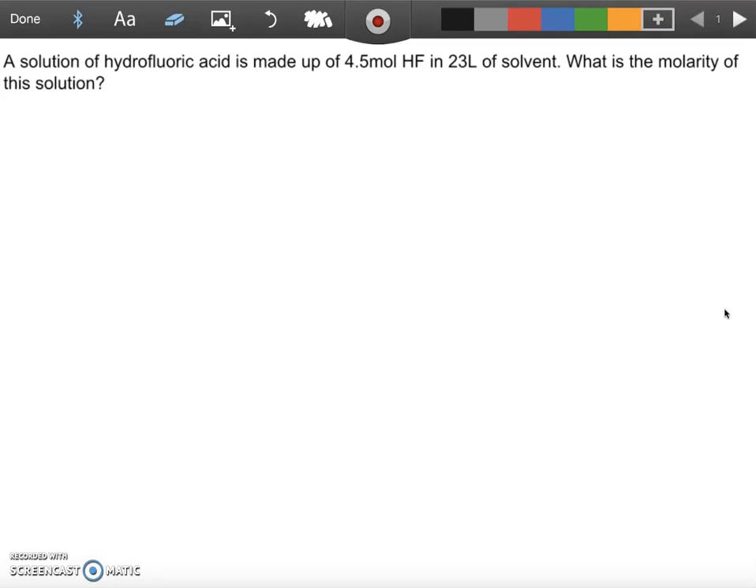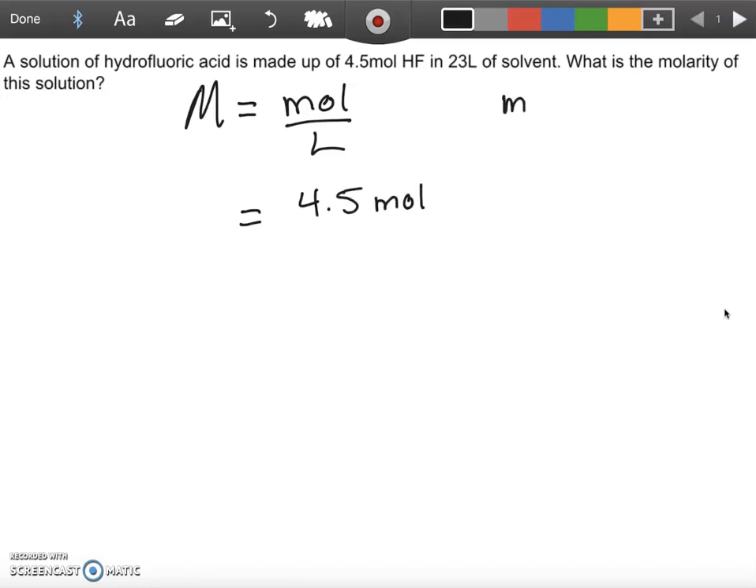All you need to think back to is the mathematical definition of molarity. Molarity, which is the big M, is equal to the moles of the solute divided by the liters of the solvent. Usually the solvent is water. In this case, the solute is going to be the HF. It gave us that we have 4.5 moles of HF. So I'd like to write down our knowns here: the moles are equal to 4.5 and the liters are equal to 23.